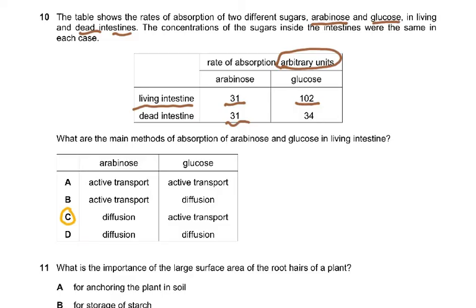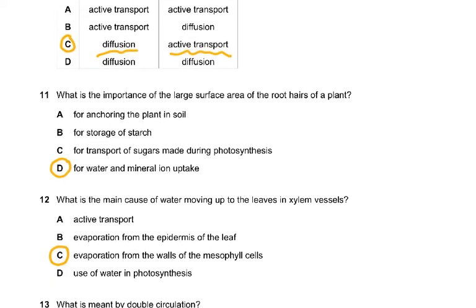So the arabinose and glucose. Now, what are the main methods of absorption of arabinose and glucose in the living intestine? This is what we need to understand. Arabinose in the living is 31, dead is also 31, but in the living, glucose is 102. Now what is different? In the living one, active transport can take place because respiration is taking place and energy is being released. So arabinose was diffusion and glucose was active transport. That's a syllabus point which they were asking, and they asked you for that.